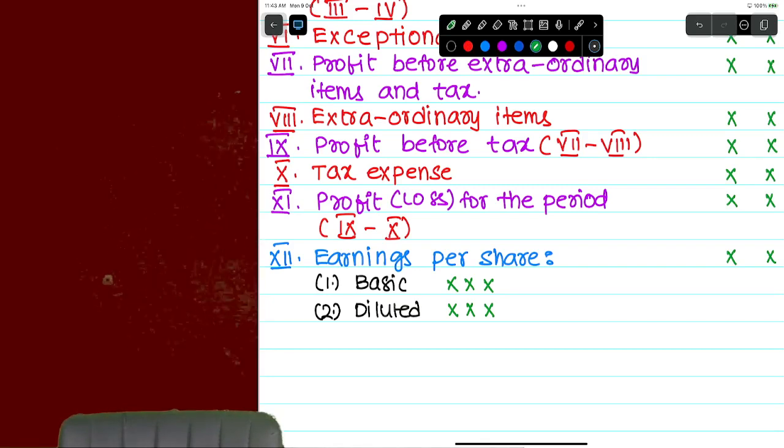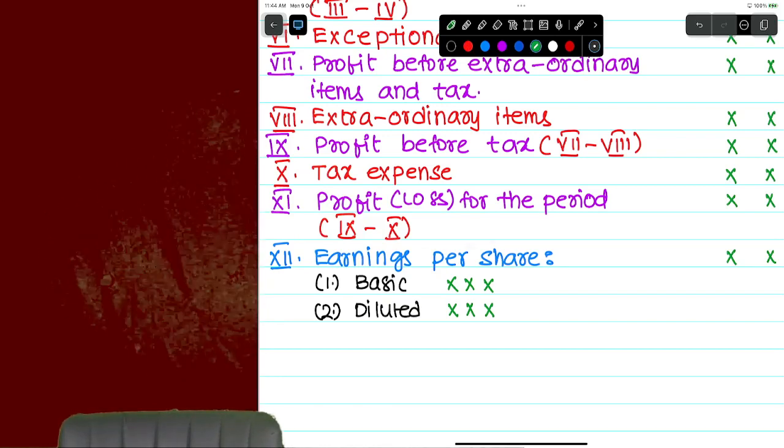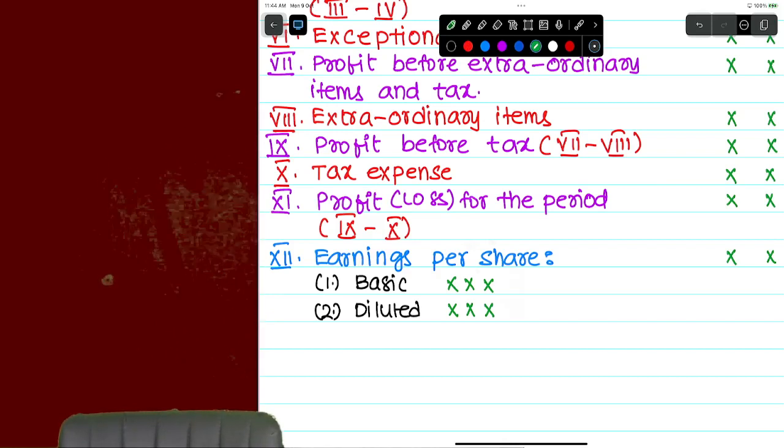Let us take, for example's sake, that for all the next 5 years the company profit is 1 crore, 1 crore, 1 crore, 1 crore, 1 crore. First year EPS, second year EPS, third year, fourth year, fifth year, EPS is 10. Correct. Now what happens?